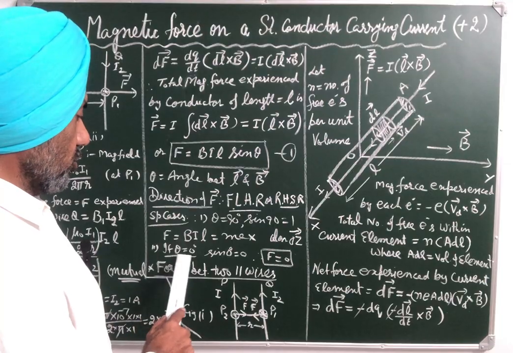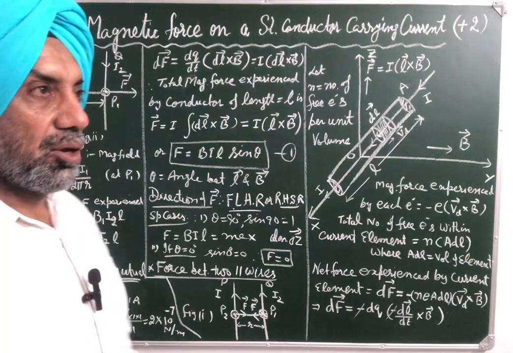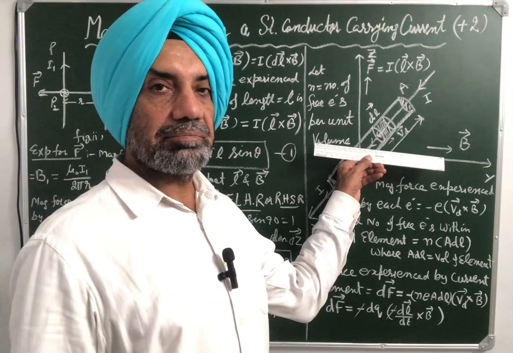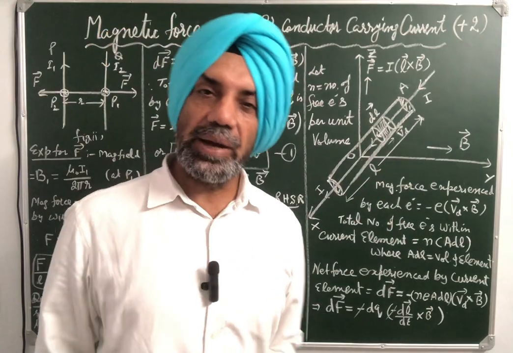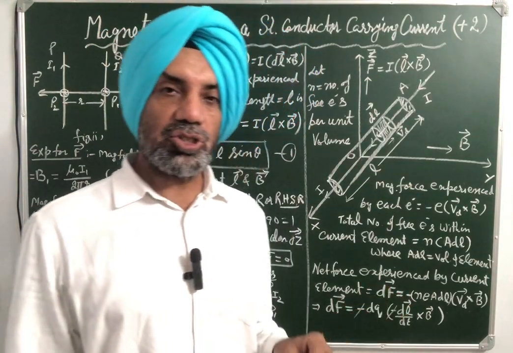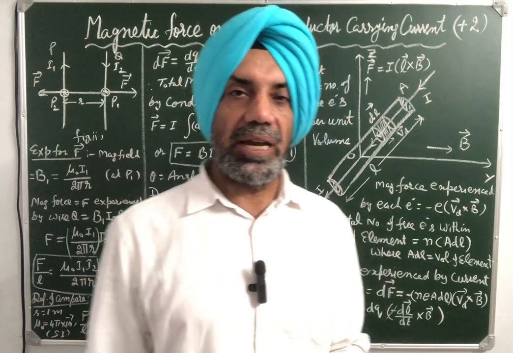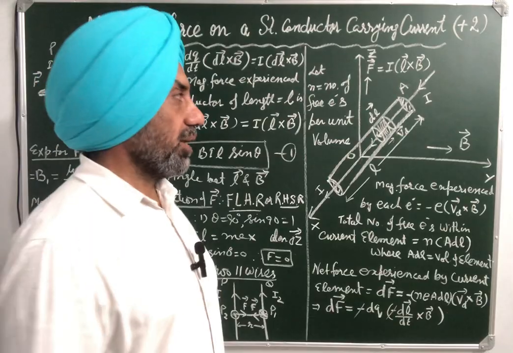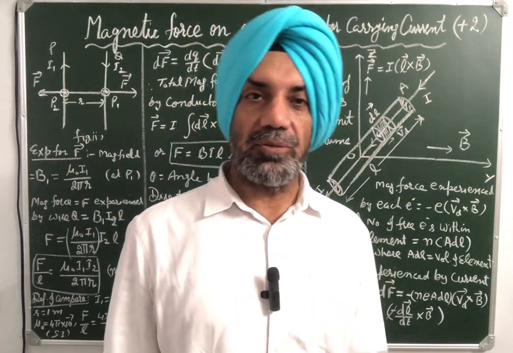If theta is equal to 0 degrees, sin 0 is equal to 0, so F is equal to 0. If the conductor is lying parallel to the magnetic field, then there will be no magnetic force. So the magnetic force experienced by a conductor carrying current placed parallel to the magnetic field is always 0. But when it is placed perpendicular to the magnetic field, it will experience maximum magnetic force.